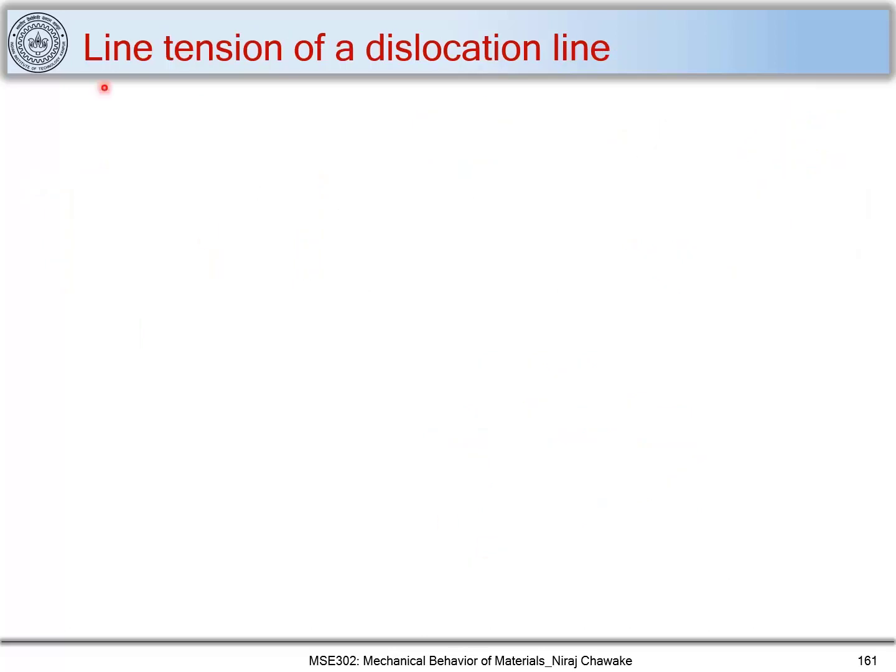Now let's get introduced to an important terminology for dislocations, that is line tension of a dislocation. We have seen energy per unit length of a dislocation line, which we figured out to be alpha G b square. As I increase the length of this dislocation, its energy will increase. Thus the dislocation will try to reduce or minimize its length. So let's understand what is line tension of a dislocation.